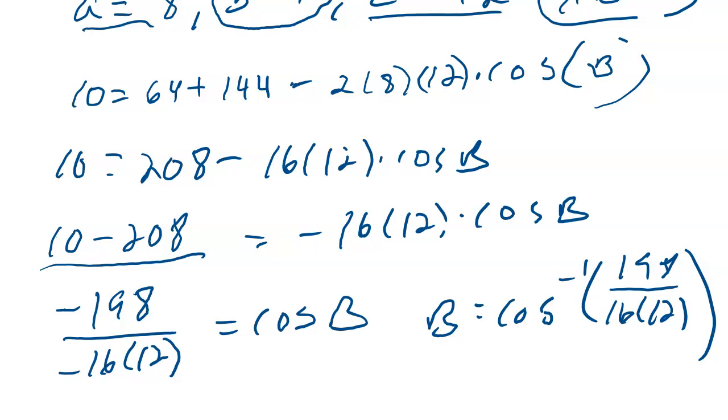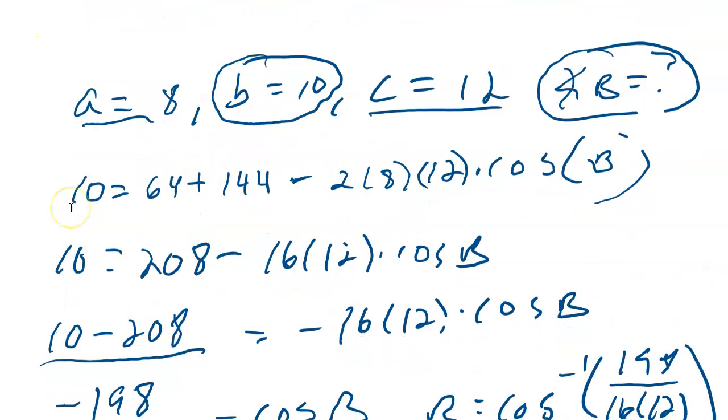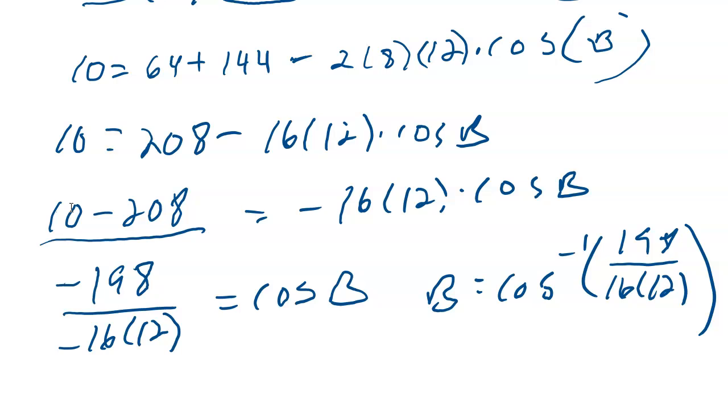Just pulling up my Desmos. Let's see, cosine inverse, arc cosine, 198 divided by 16 times 12. Wow, interesting. Give me 30 seconds. I gotta figure out what I messed up. See, I should have written down the formula first, and I would not have made a mistake. I always write down the formula.